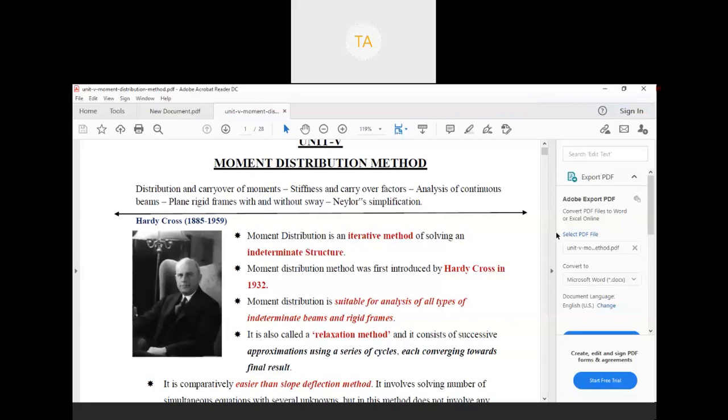Okay, fine. So you have a little bit of an idea about this moment distribution method as you have already got it earlier. But still, we will go through it once. It will be a revision of your earlier semester. So there are some terms in this moment distribution method. I think all of you heard about these terms: distribution factor, carryover moments, all these things. So there is some basic introduction about this moment distribution method.